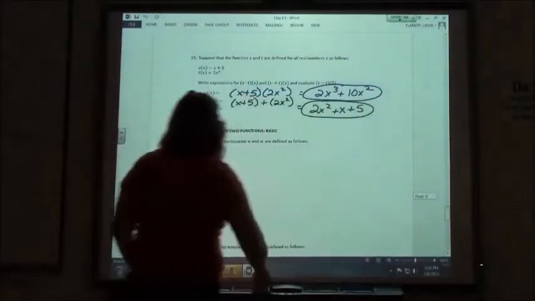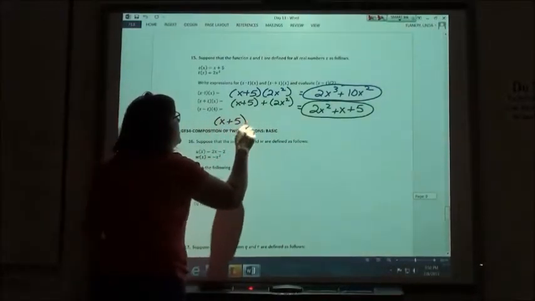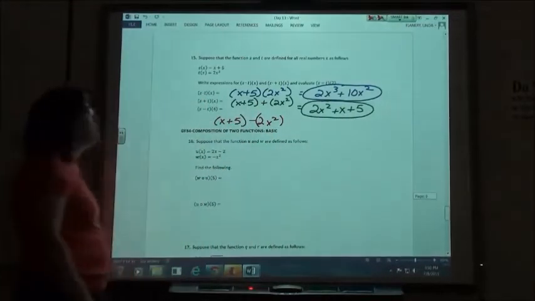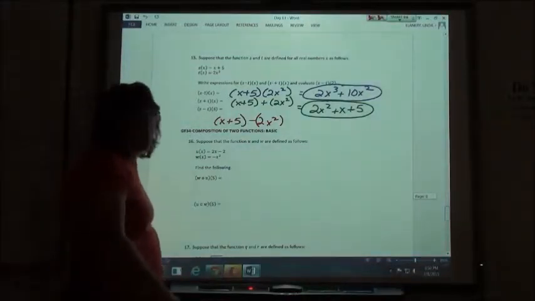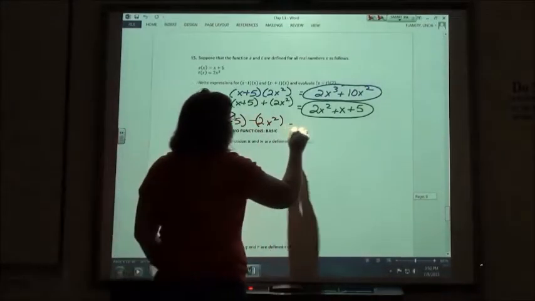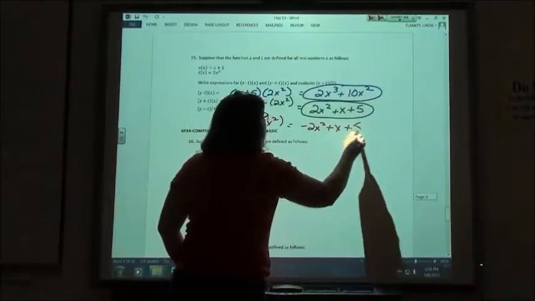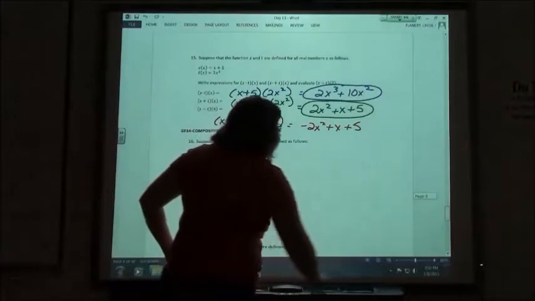For the s minus t, I'm going to take x plus 5 and subtract my 2x squared. Again, I really don't need the parentheses since there's only one term there, but if it were a binomial or a trinomial, I need for sure to use the parentheses, so I'm going to put them there. Putting this in the best order, I'd have negative 2x squared plus x plus 5. But this one is the one we're going to evaluate at 4.